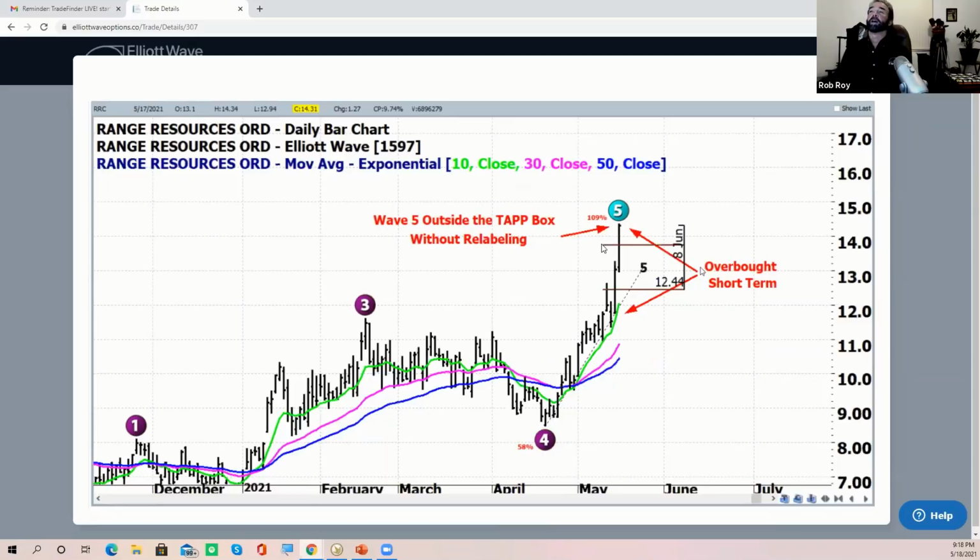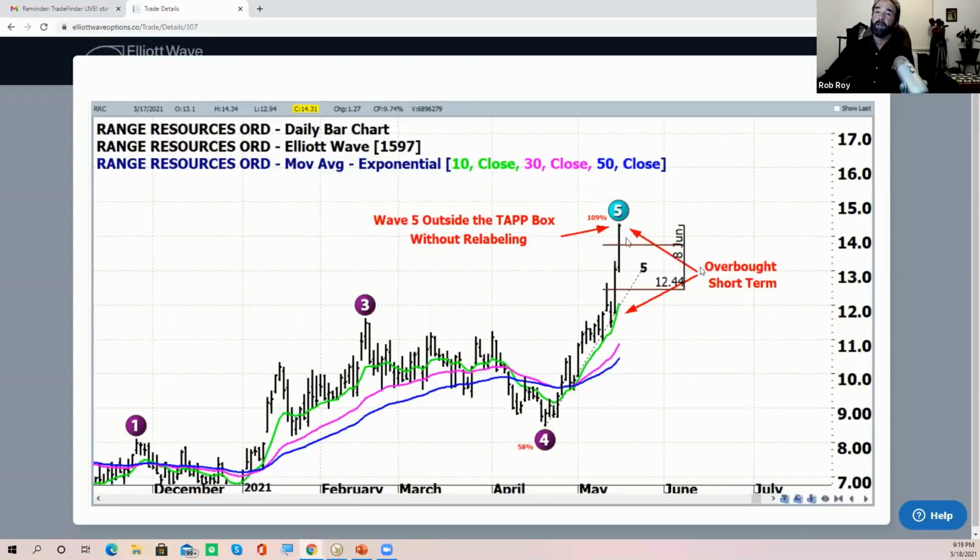Now, when you see that, you can see there's that separation from the 10-day moving average. So we exited this yesterday. And so we're at a wave 5 that's blown out of the TAP box, which is time and price projection. Look how spot on that was. This is a great software program, by the way. I'll tell you a little bit more about that in a few minutes.